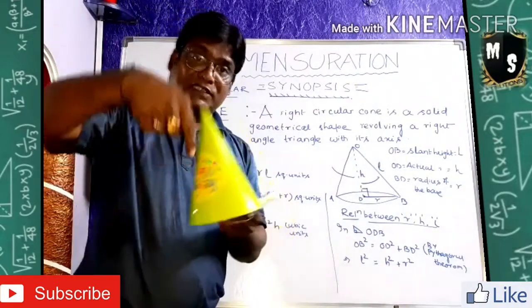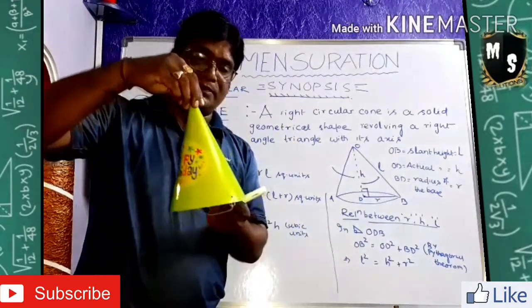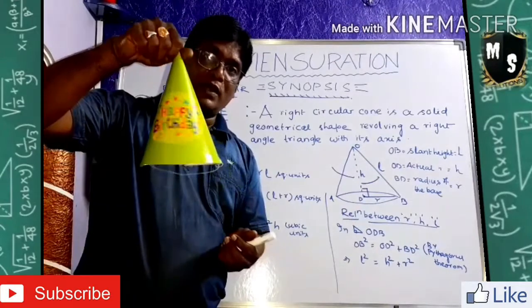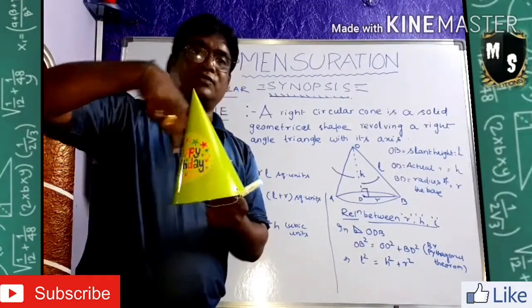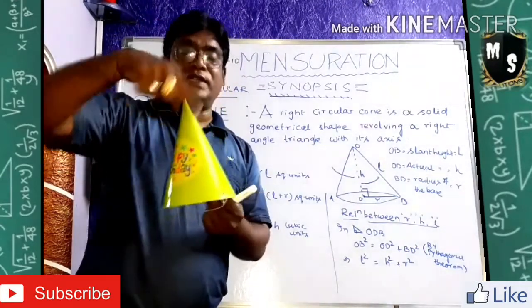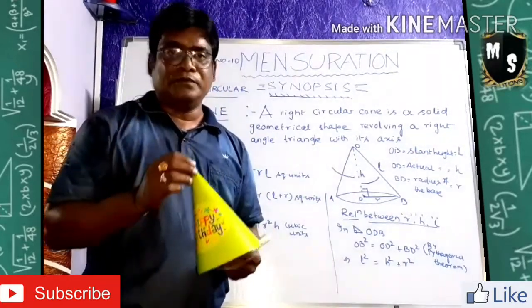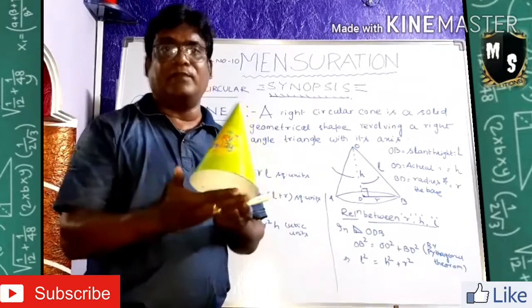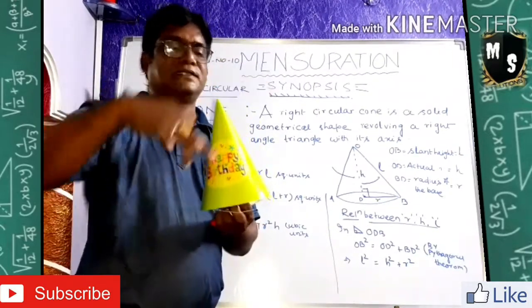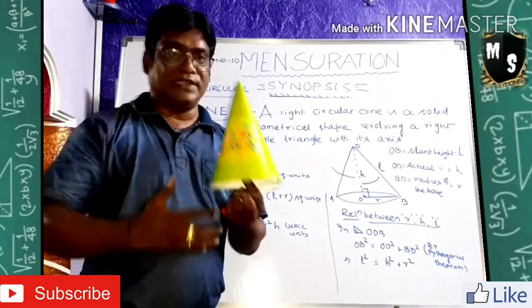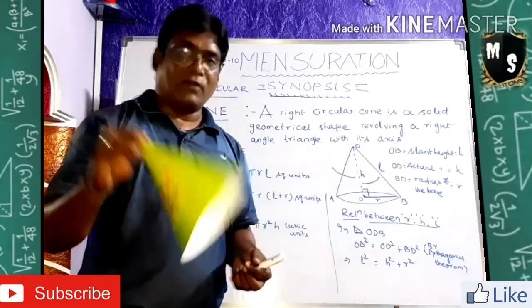And it has a CSA, curved surface area. When a person is rotating the cone throughout, what will he observe? He will observe the surrounding of the cone. That is called the curved surface area, or CSA, of a cone. Total surface area: this bottom area is a circle, and if you add this and the whole CSA, then the TSA of a cone will come. So I hope you understood.